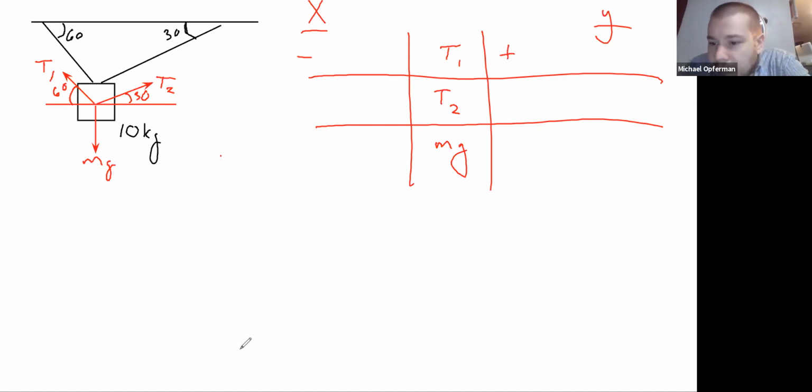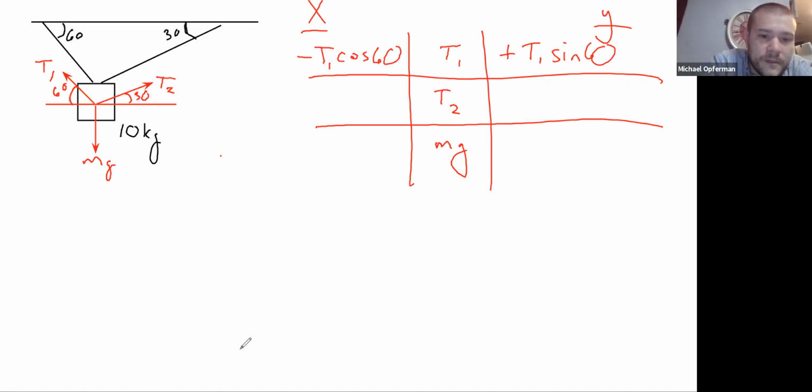I do not know the magnitude of T1, but I do know its angle. So that means the X component is going to be negative the variable T1 times cosine of 60, because the X is adjacent to the 60-degree angle. And in the Y direction, it's going to be plus T1 times sine of 60. The signs are coming from the fact that this vector points up and left, which means positive Y, negative X. And the angles are coming from visualizing a triangle like that.